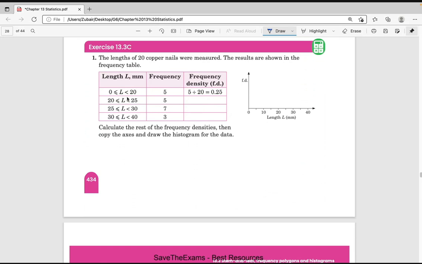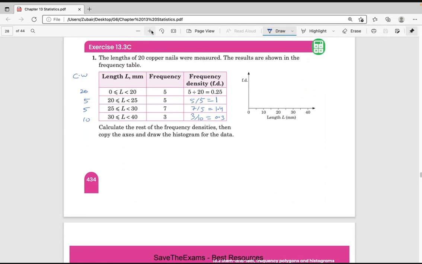Okay. So frequency density is frequency over class width. I have this habit to write the class widths first. 20, 5, 5, and 10. So 5 by 5 is 1. Then 7 by 5, that is 1.4. Then 3 by 10 is 0.3.